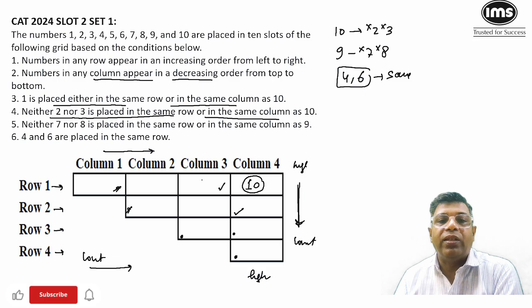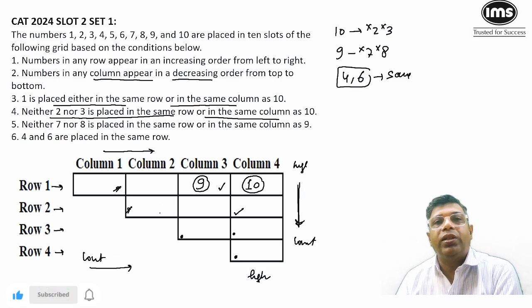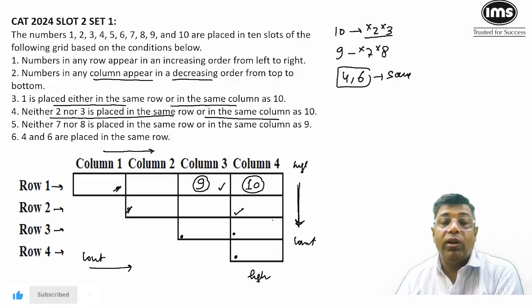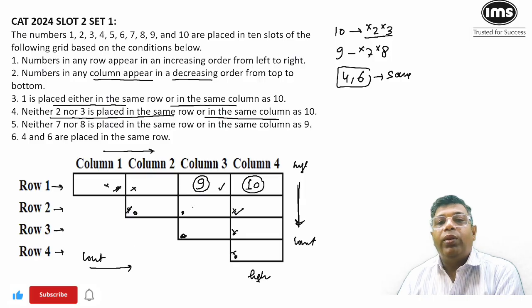So let me take case number 1. I will take 9 in this particular position. Right? Now it says 2 and 3 won't come in the same column or same row as 10. So you can say 2 and 3 will not come in these places. So for 2 and 3, these are the 3 places where you can take them. Now you can't take 2 over here. The reason is that this number has to be lower than 2 and this number has to be lower than 2. That's not possible. So you can say 2 or 3 either will come in this corner or in this corner.